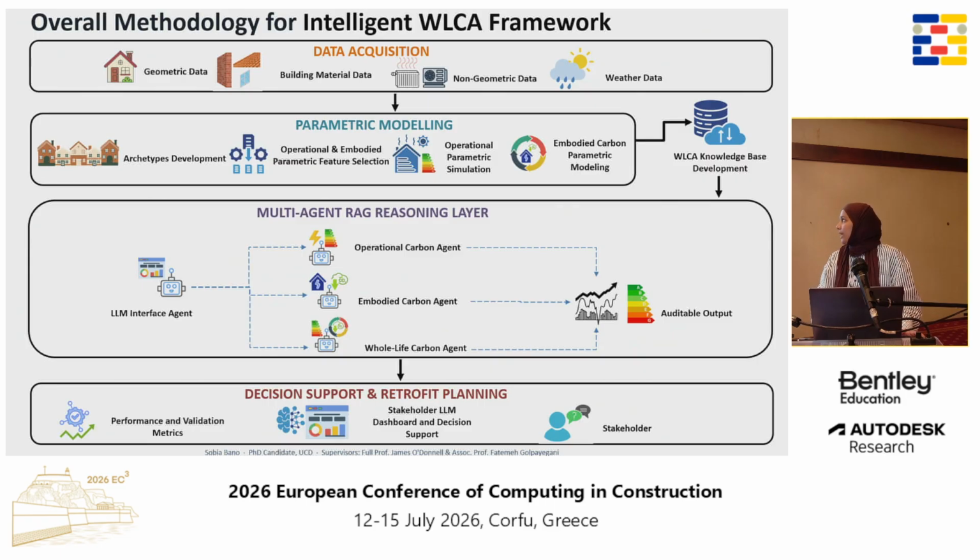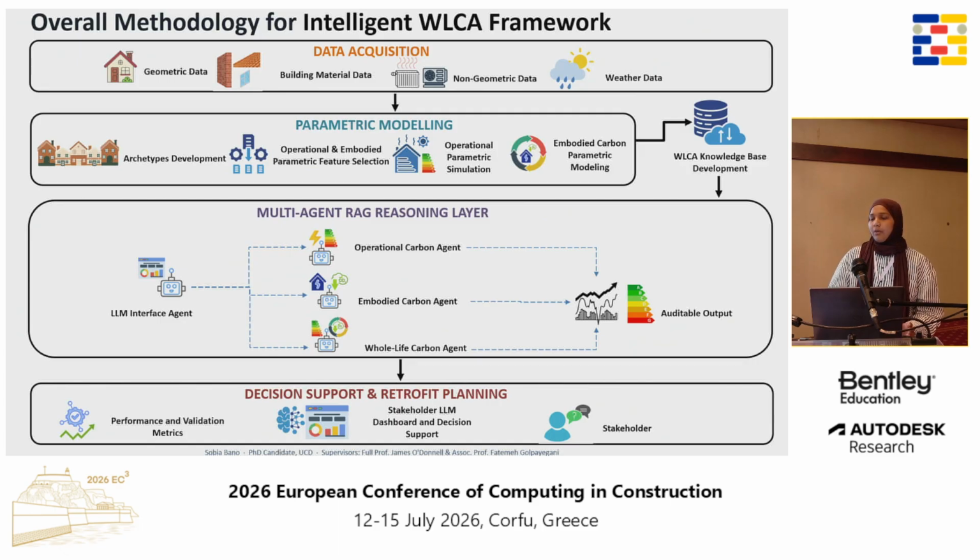The process begins with the building information, which has geometrical and non-geometrical data, as well as the weather data and the building material. Once the data is collected and pre-processed, the data is transferred to the parametric modeling to estimate both embodied and operational carbon.